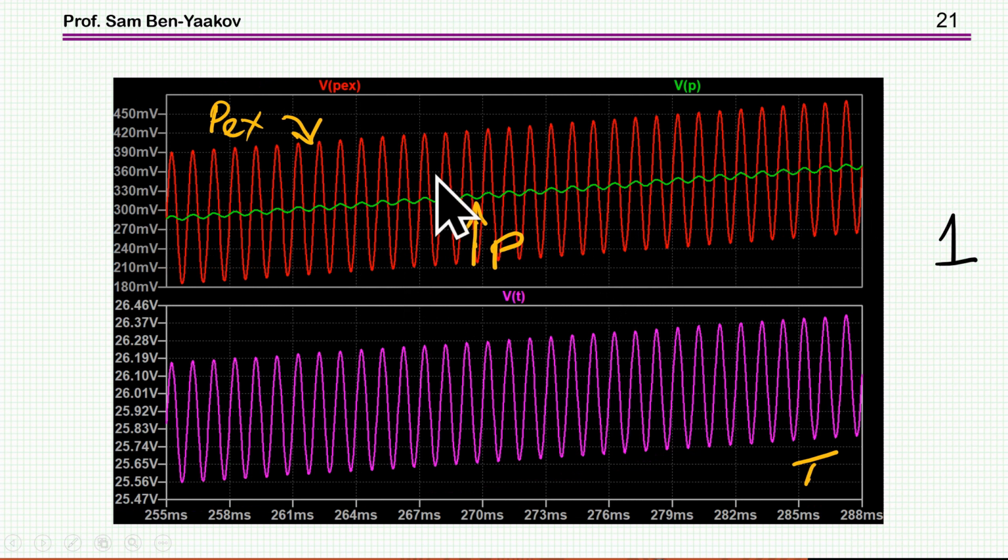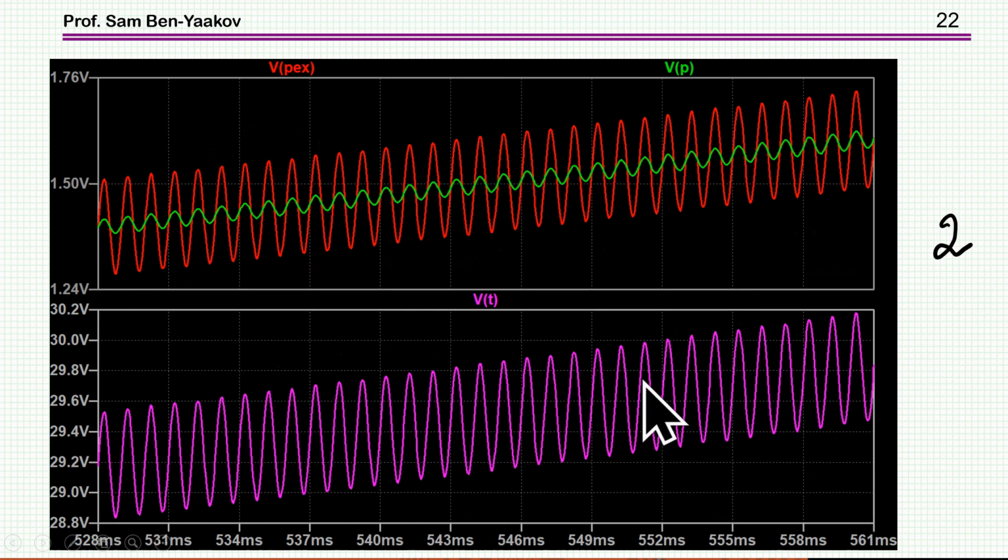Okay, this is the excitation. This is the returning signal. So the ratio between this and this is the loop gain. Obviously, the loop gain now is smaller than 1 because the return is much smaller than the input, and therefore the system is stable. This is the temperature, by the way.